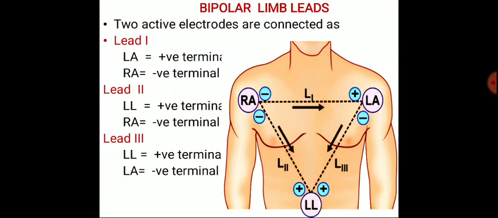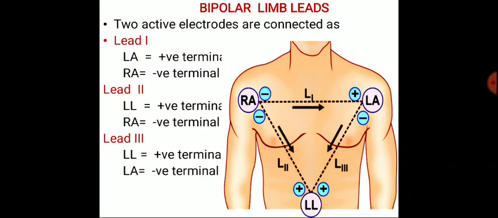The three standard limb leads used in bipolar recording are based on Einthoven's assumption that the body is like an electrically homogeneous plate, in which the right and left shoulder and the pubic region form the corners of an equilateral triangle with the heart in its center. Einthoven called this the Einthoven triangle.